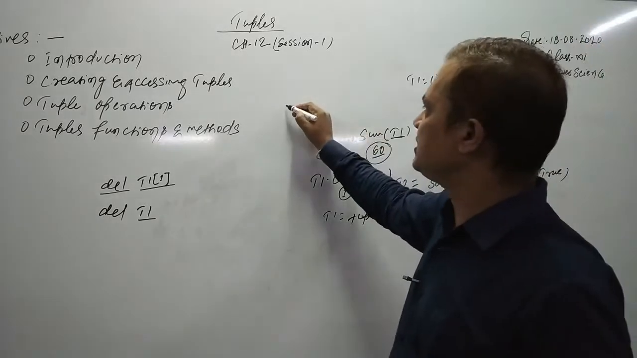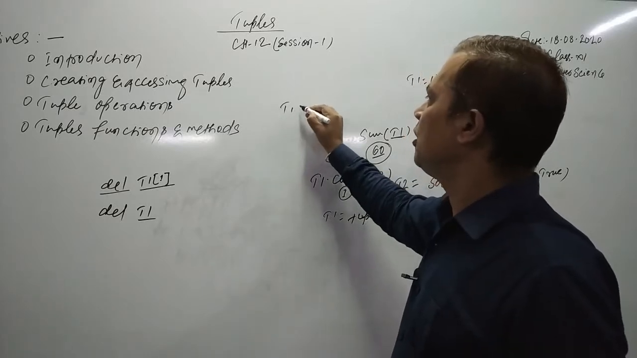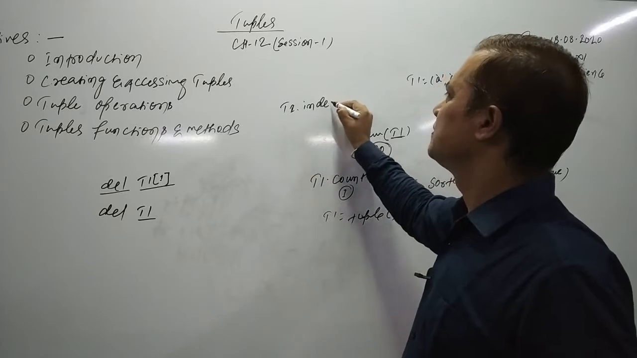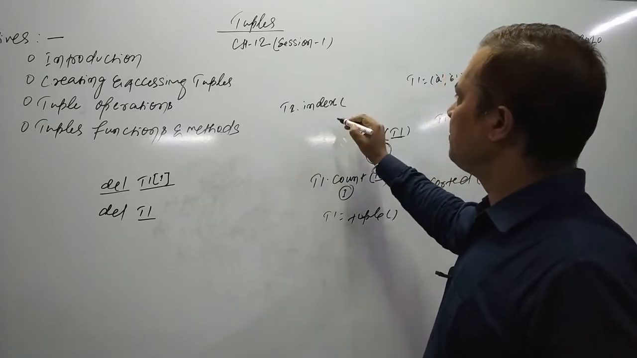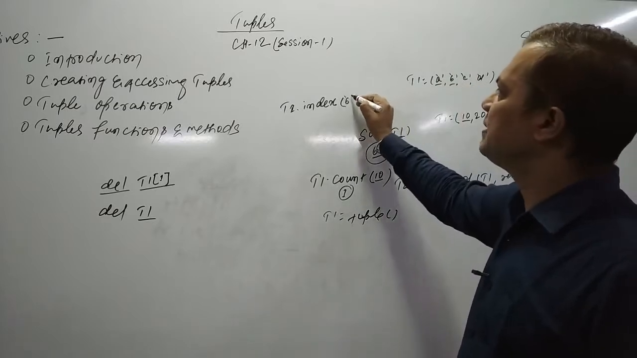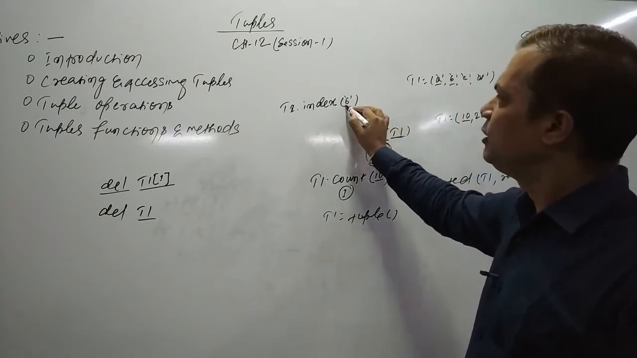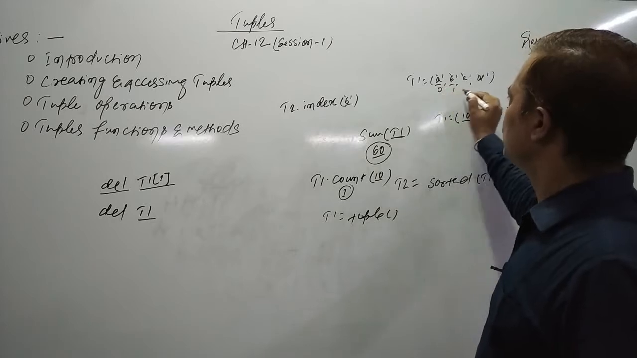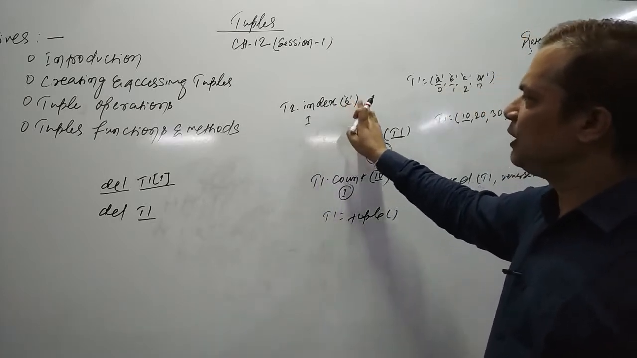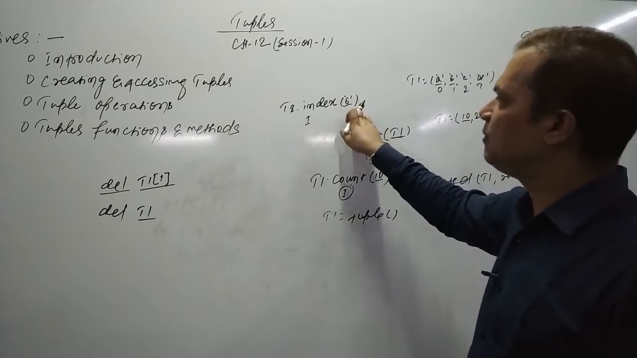If you want to see, simply you can say T1 is my tuple, T1.index. Index is a method, and in that bracket, the element whose index you want to find out. Suppose B. So B is the element whose index I want to find. It will give you, as you can see, 0, 1, 2, 3. It will give you 1 as an answer. So the index method simply gives you the index position of a particular element in the tuple.